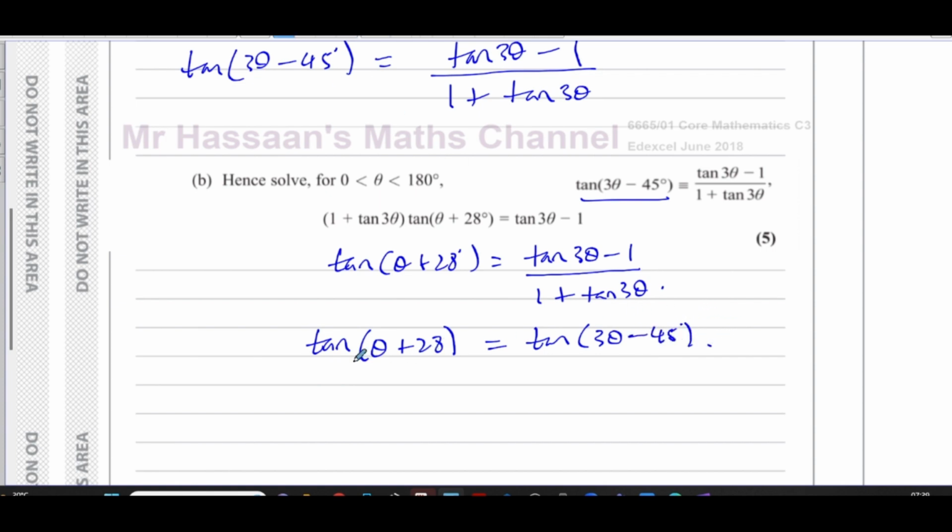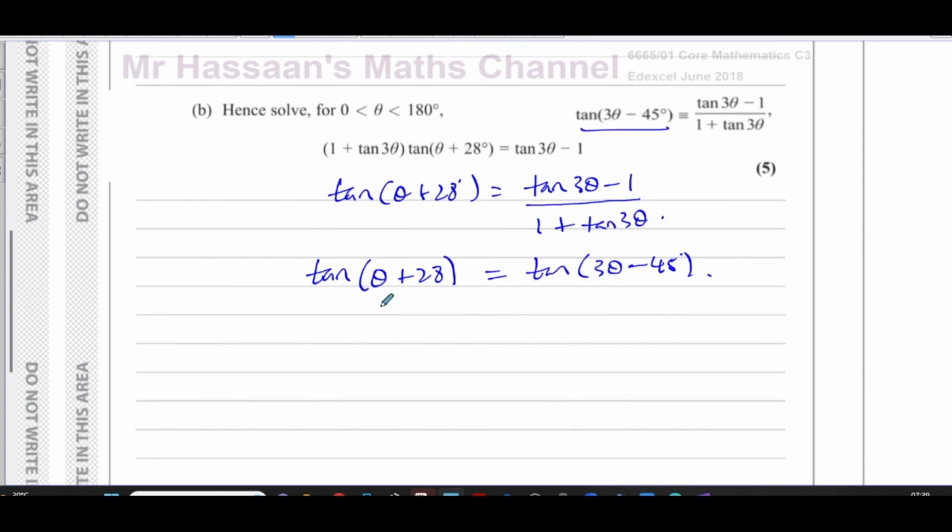So we have one scenario here. We have tan of this angle, and we've got to find all the solutions between 0 and 180. Now, if we take the inverse tan of both sides of this, that should give us one of the cases where this will be equal to each other. So if I take the inverse tan of both sides, I'm left with theta plus 28 is equal to 3 theta minus 45. Now let's see if this angle is going to be within our range.